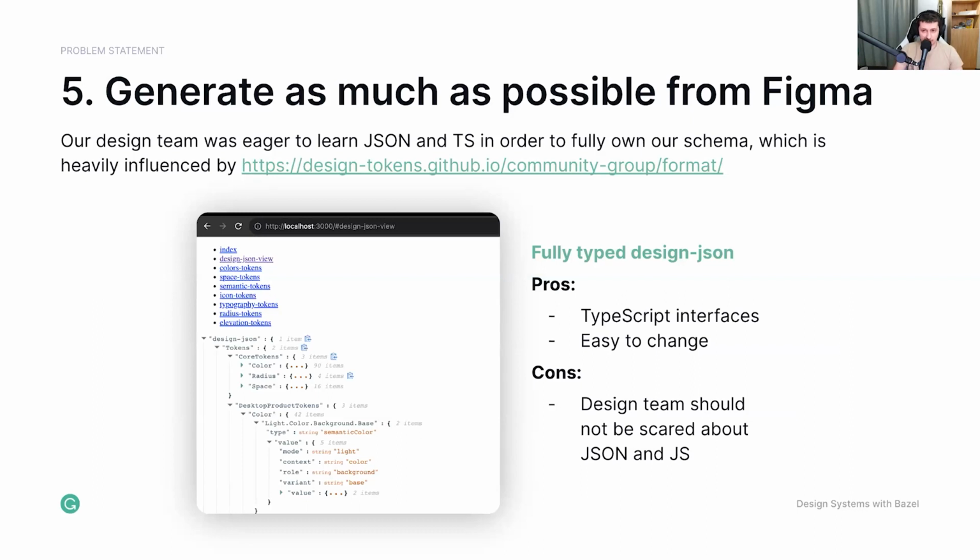For the design tokens and Figma interaction, there's actually nothing to solve. It's already solved for us. It's called design tokens, from, I guess, the W3C community. You can check the link in the presentation and explore how the format looks. We're using almost the same one, but with slight modification. You can see a screenshot here. And it's actually fully typed design JSON, since our design team was eager to learn JSON and TypeScript, and they just write small TypeScript code to represent the tokens from Figma.